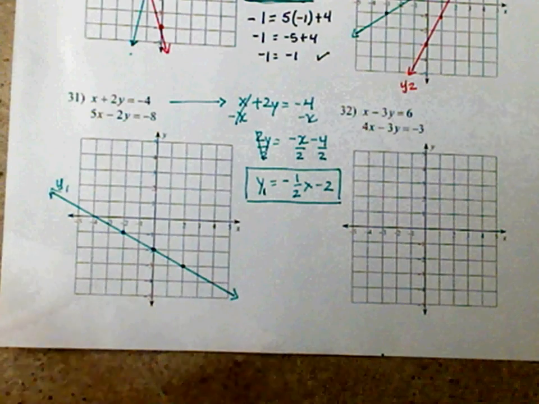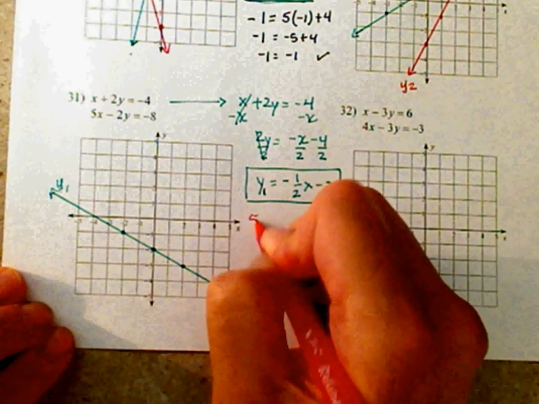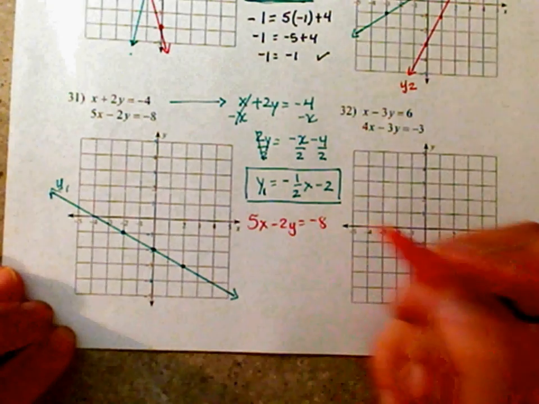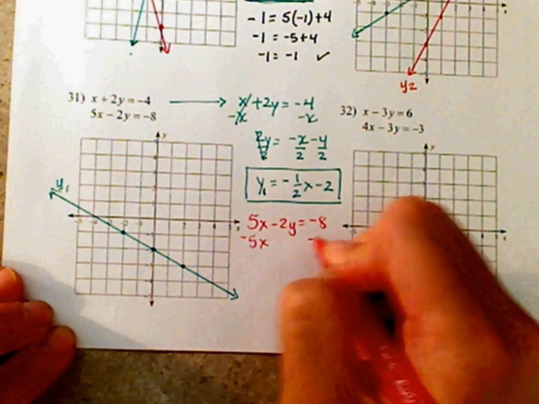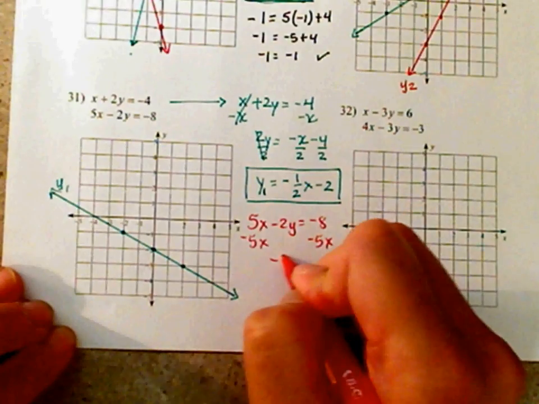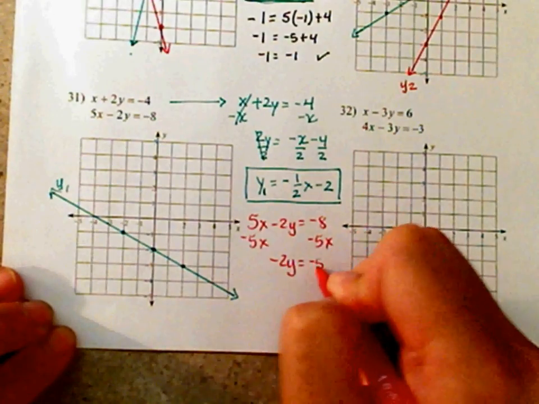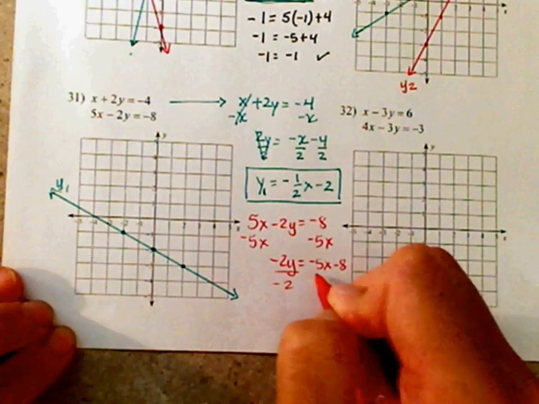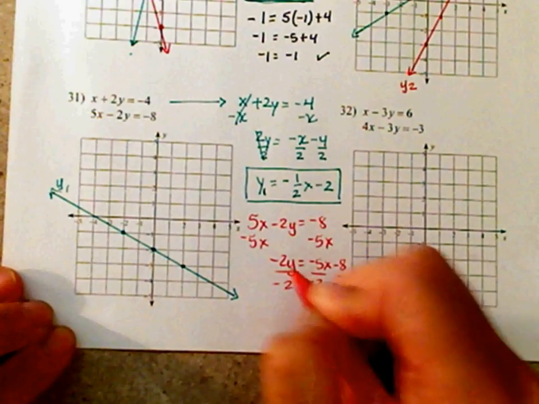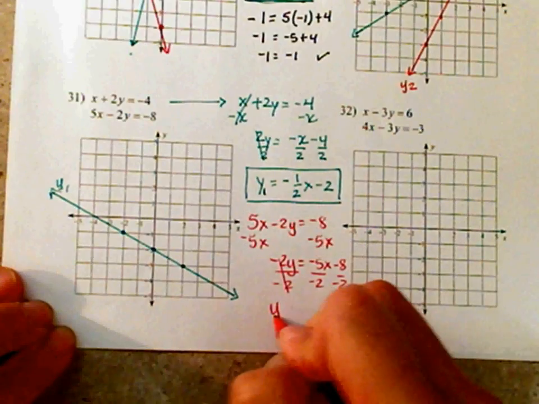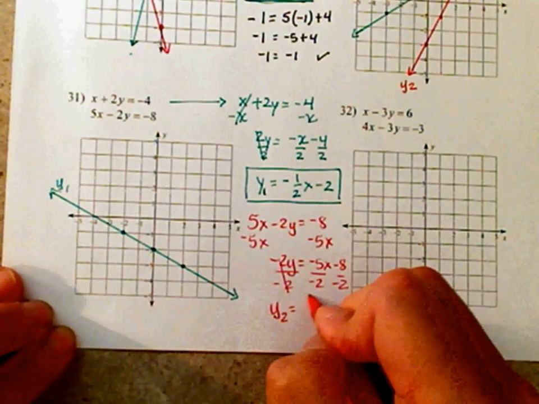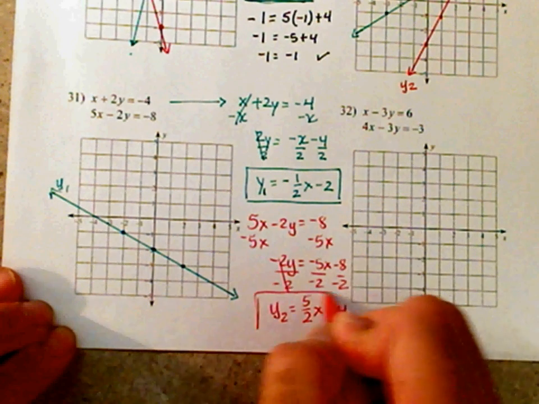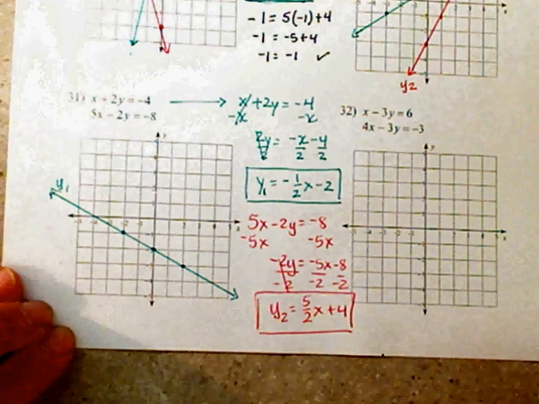Second one, 5x minus 2y is equal to negative 8. Rewrite it in slope-intercept form. Minus 5x, minus 5x. Negative 2y is negative 5x minus 8. Divide by negative 2. Just like that. See how that cancels? So y2, I'm going to give it a name, y2, equals 5 over 2x plus 4. And I'm going to box that one in also. And let's plot that point.